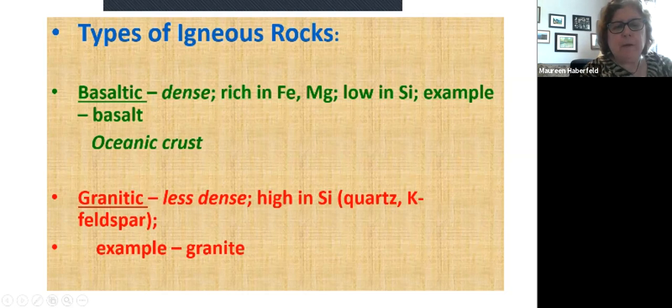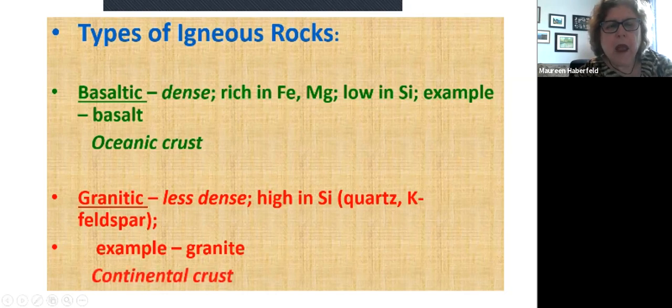And the most common example of that is granite, which we talked about as being coarse grain, but there are also fine grain varieties of this composition of rock too. And the continental crust, the rocks underneath the continents, are primarily granitic, while the rocks underneath the ocean are primarily basaltic. And so if you remember that the oceanic rocks are denser than the continental rocks, that helps explain some things in plate tectonics.